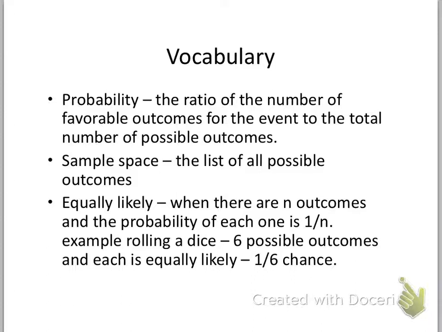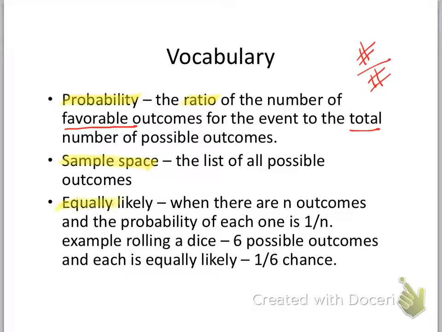Alright, so looking at some examples, we first need to be able to speak fluently using probability vocabulary. So probability is a ratio, and remember, a ratio is just basically a fraction, some number over some number. And in this case, we're talking about the favorable outcomes for the event to the total number of outcomes.